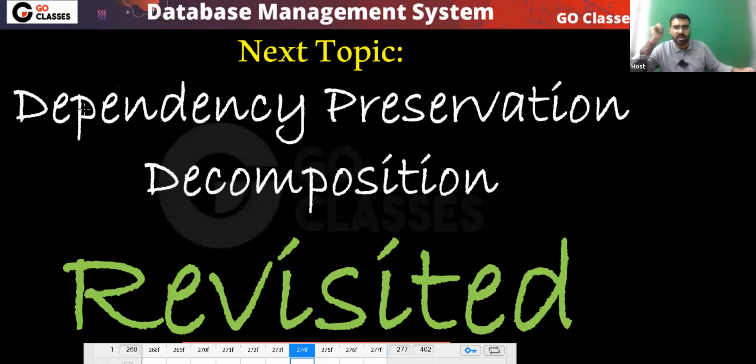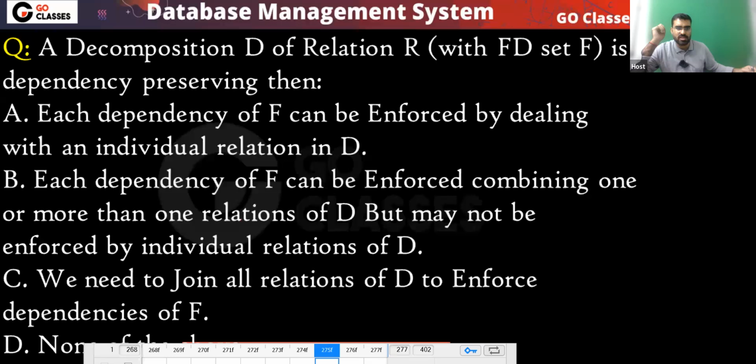Of course, it is my responsibility that you visualize everything and completely understand everything. So let's see this dependency preservation decomposition revisited, because we have already seen this. That is the reason I'm calling it revisited. Now let's see this. First of all, read this question and tell me what is the answer.